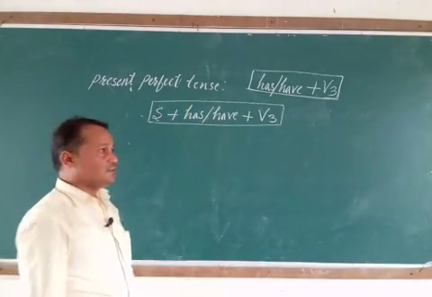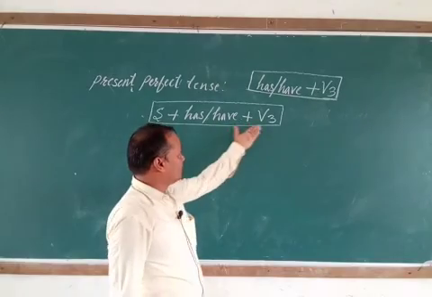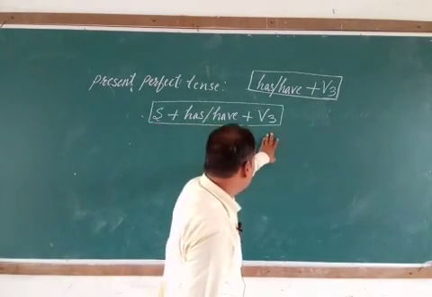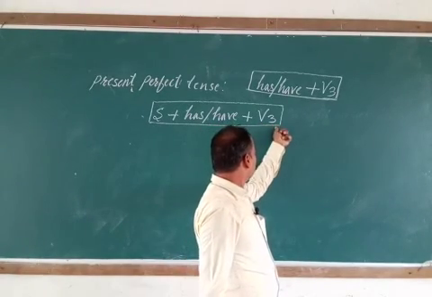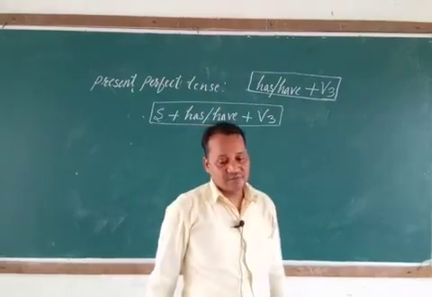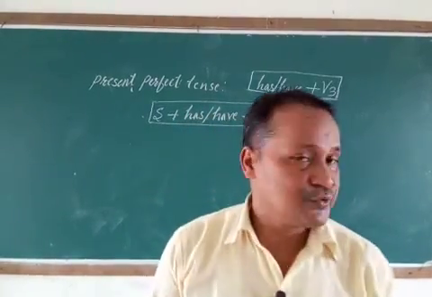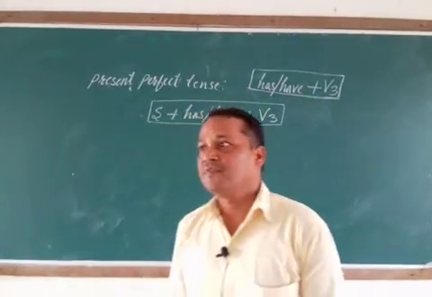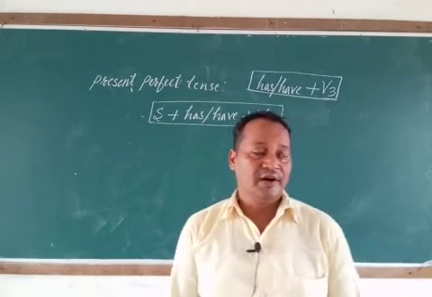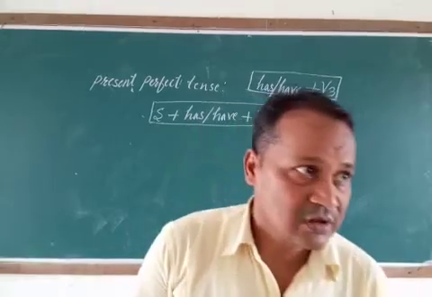Always, if you see has or have, you have to use the third form of the verb. If you see the third form of the verb, you have to use has or have. Always with the third form of the verb you have to use has or have. So what is the difference between has and have? Where to use has and when to use have?